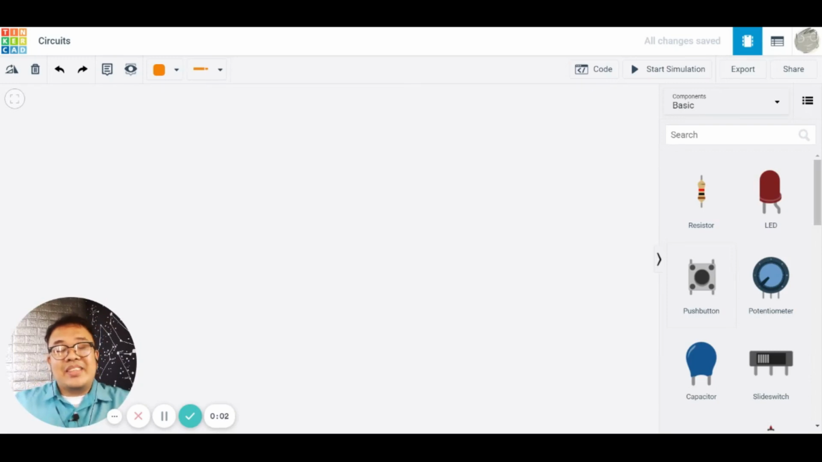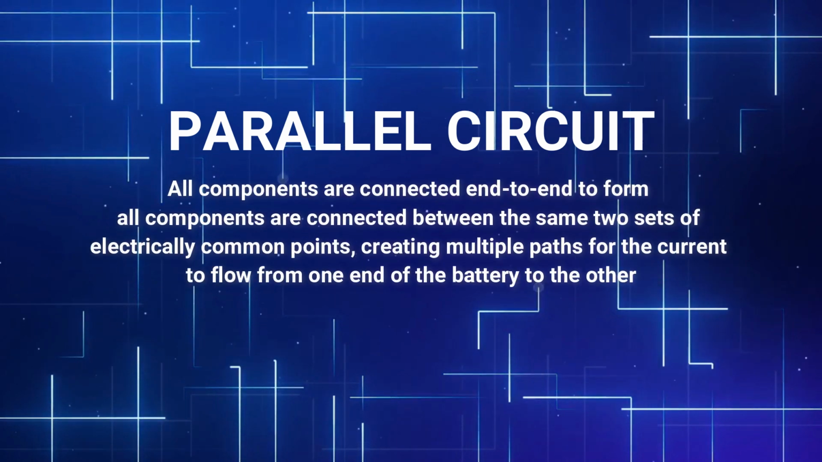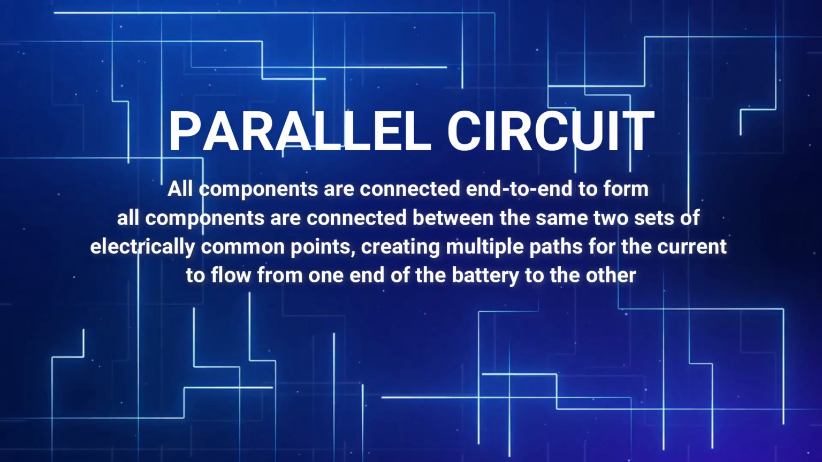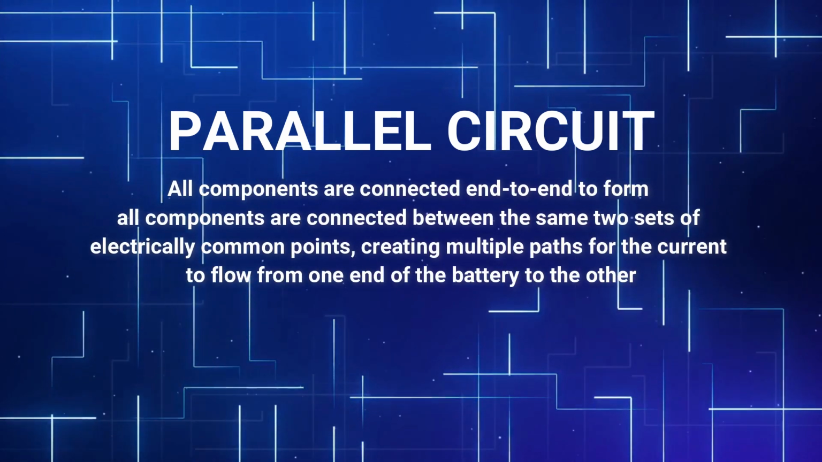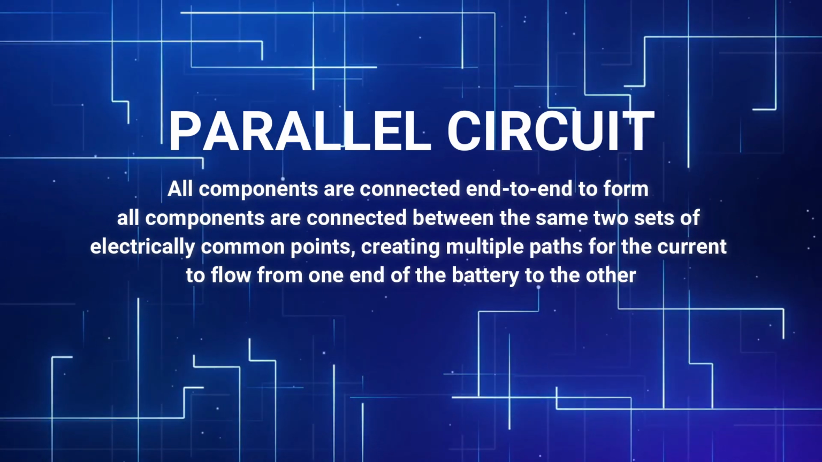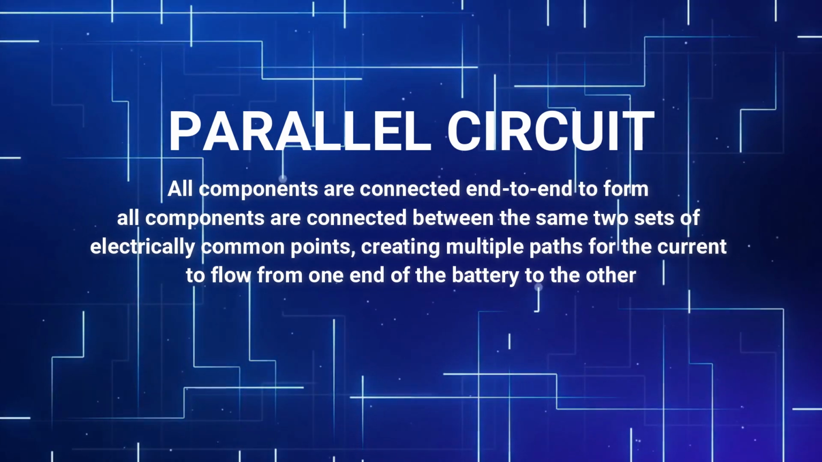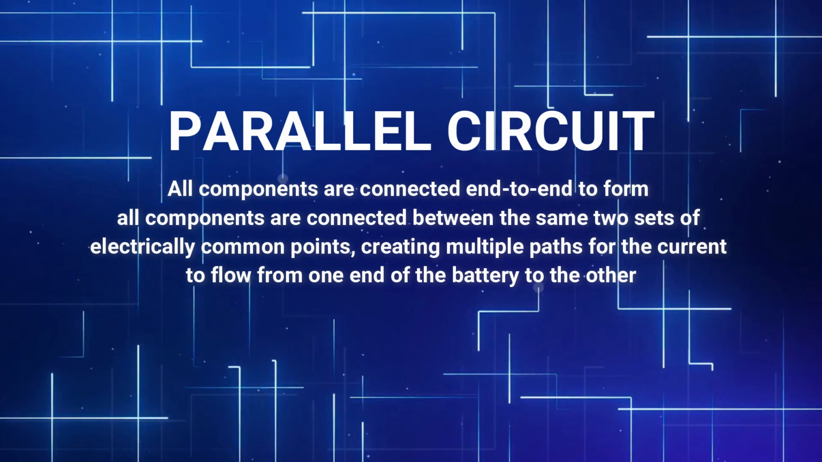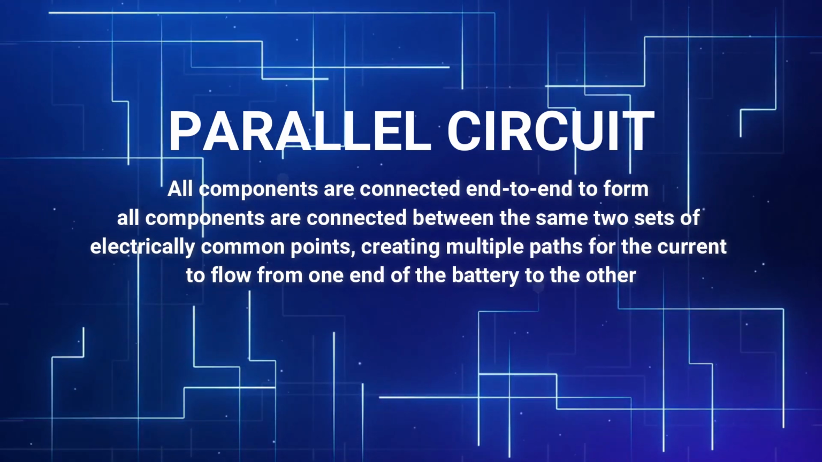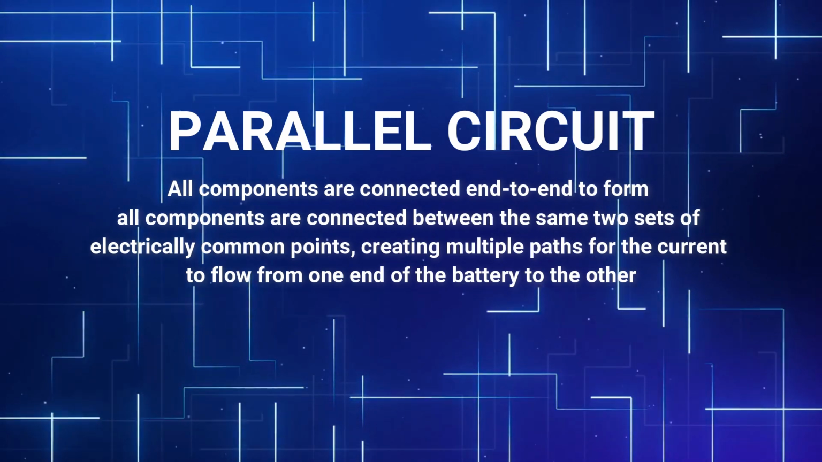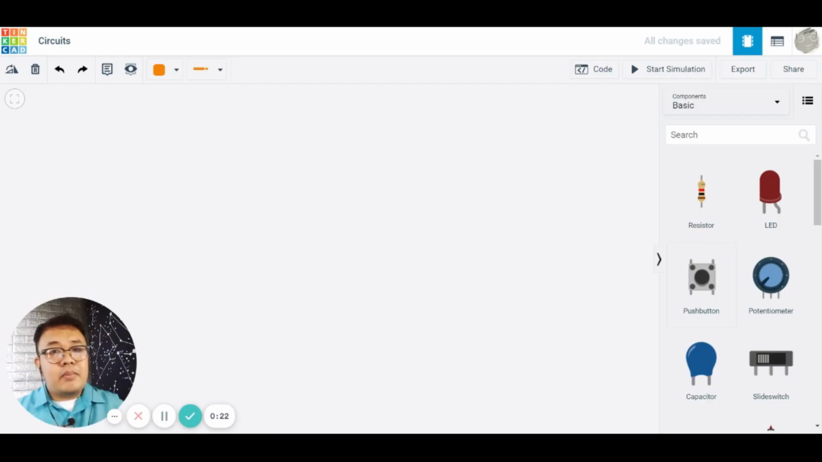Hi! So this time, we're going to discuss parallel circuit. Basically, all components are connected between the same two sets of electrical common points, creating multiple paths for the current to flow from one end of the battery to another. So basically, the parallel circuits will have multiple wirings.